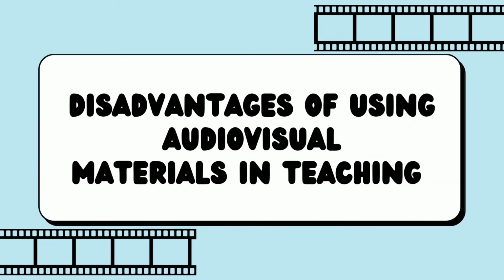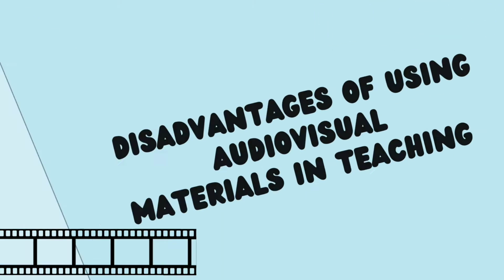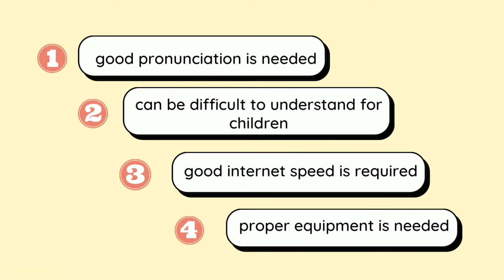The disadvantages of using audiovisual materials in teaching. First, good pronunciation is needed. It is important to utter words clearly so that the viewers or the listeners can understand. Second, it can be difficult to understand for children. In using audiovisual materials, good internet speed is required for us to have a good flow of learning. Proper equipment is needed in using audiovisual materials for us to get the most out of it.